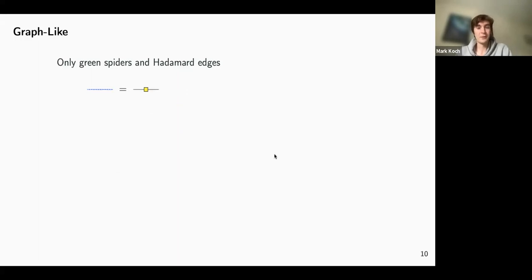Okay, that was a rough overview. We can go into a bit more detail now. A very typical thing you do if you try to work with ZX in software is that you turn your diagrams into graph-like form, where you only have green spiders and Hadamard edges. Because then the nice thing is you can just treat your diagram as an undirected simple graph.